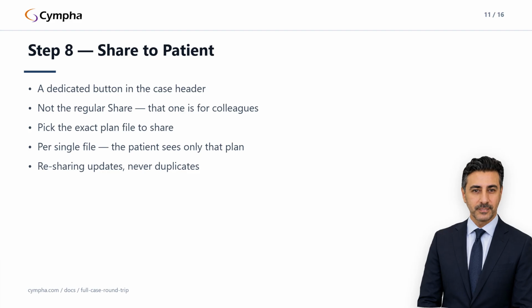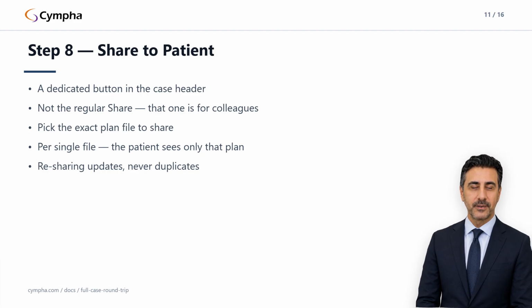Pick the right one. In the share dialog, the clinician enters the patient's email address and picks which plan export to share, the final confirmed one. Sharing is per single file, and that's a deliberate privacy boundary. The patient will see only that one plan. Never the case, never its other files, never its messages.